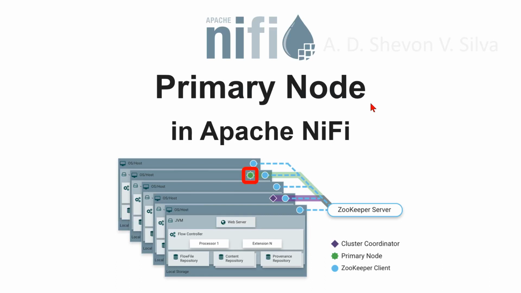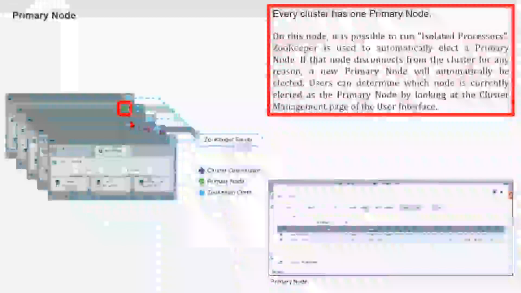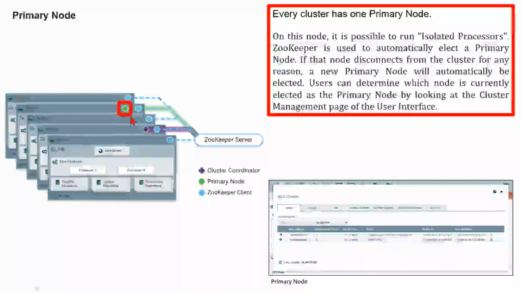Primary node in Apache NiFi. Now we are focusing on primary node. Every cluster has one primary node. On this node, it is possible to run isolated processes. Zookeeper is used to automatically elect a primary node. If that node disconnects from the cluster for any reason, a new primary node will automatically be elected.